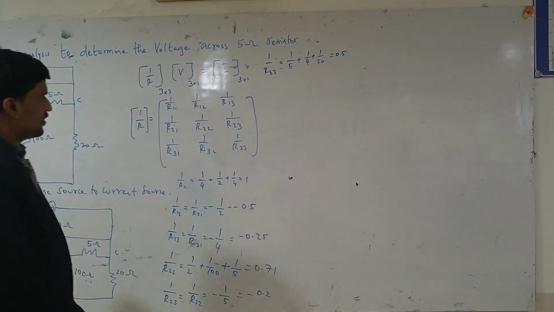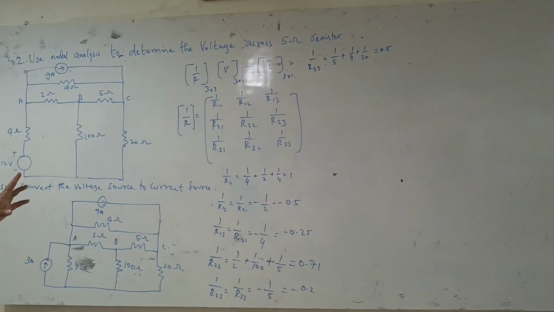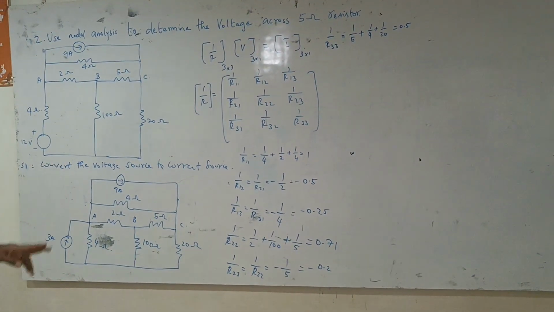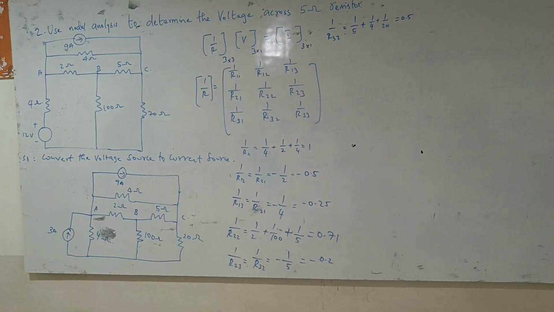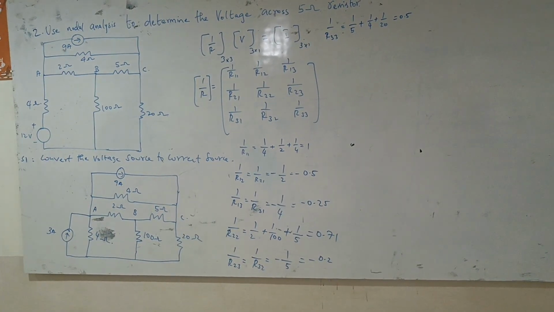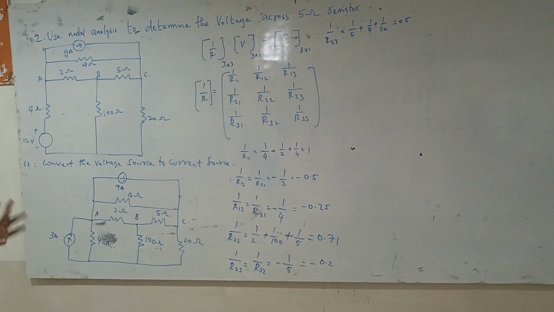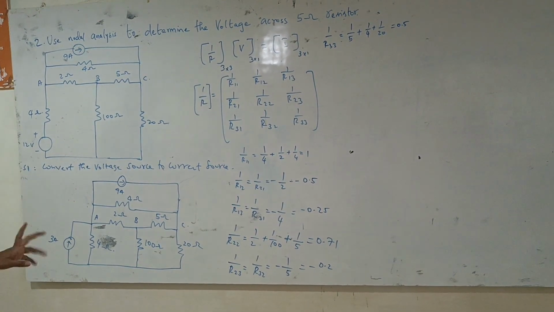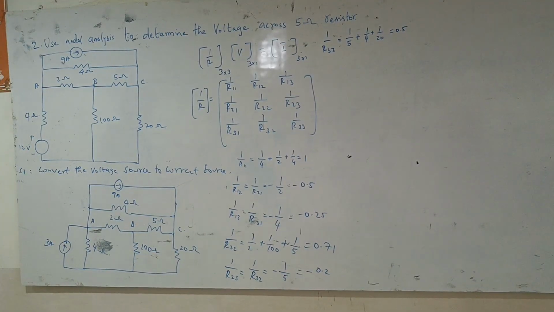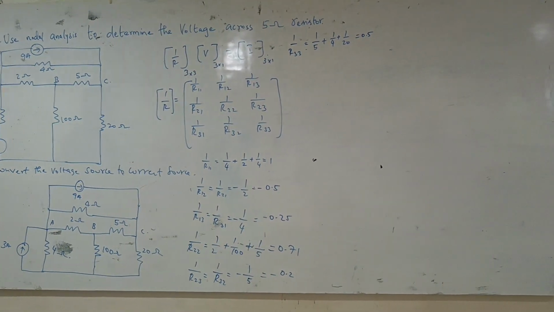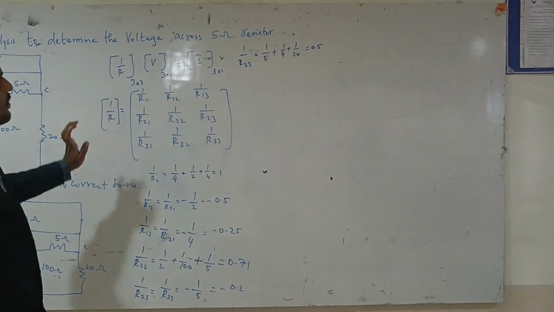So we'll get 1 by R11 as 1, 1 by R12 as minus 0.5, 1 by R13, 1 by R31, which is minus 0.25, 1 by R22 is 0.71, 1 by R23 and 1 by R32 which is equal to minus 0.2, and finally 1 by R33 which is equal to 0.5. So this is the value for 1 by R.